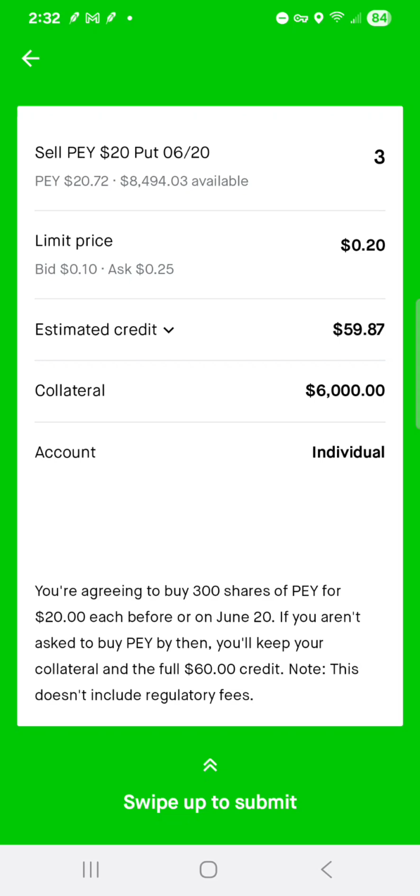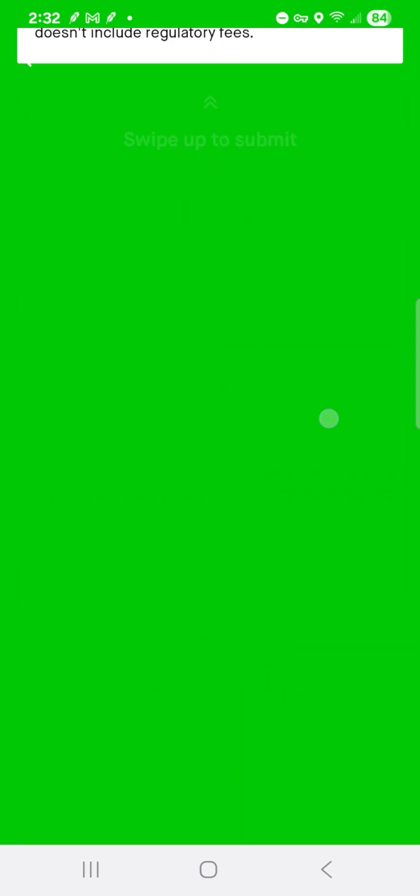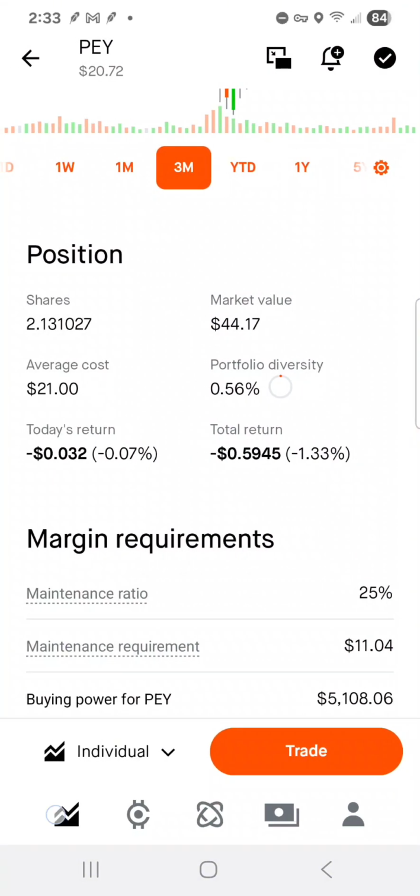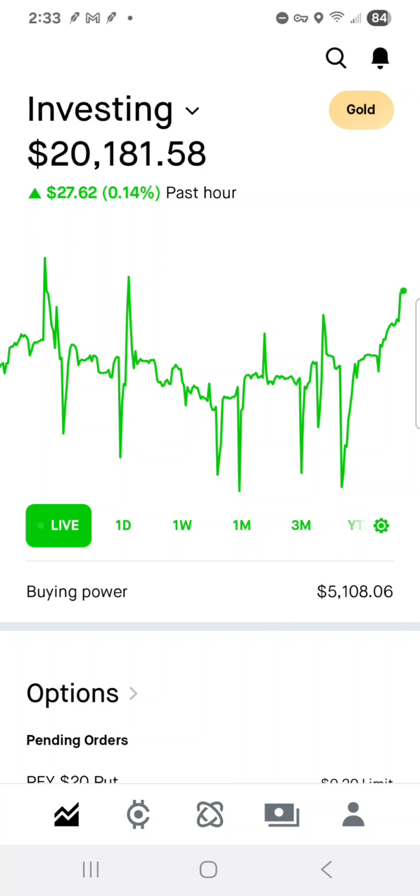So you're agreeing to buy 300 shares of PAY for $20 each on or before June 20th. If you aren't asked to buy PAY by then, you'll keep your collateral and the full $60 credit. All right, let's do it. Pending, placed, not filled yet. So maybe this will be filled by the end of the day. Maybe it'll be canceled. We'll see. Click done. Go back to home.